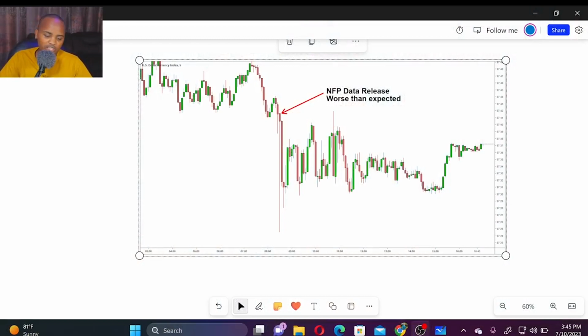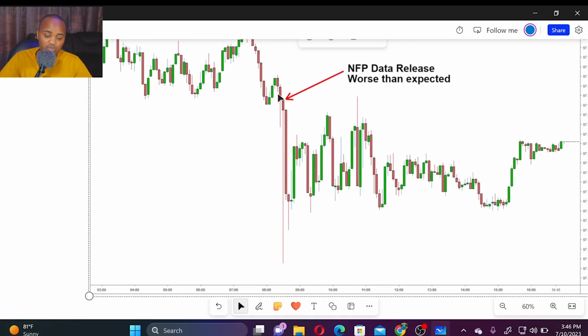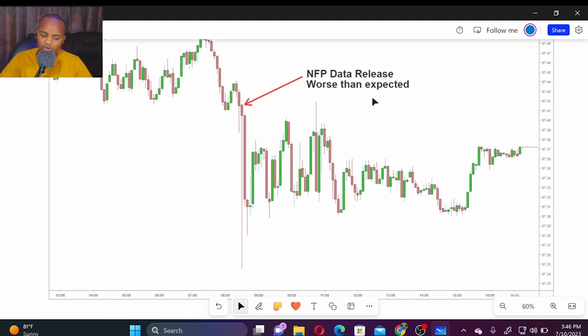Okay, now if you can see over here, we have this NFP data release, and you can see what happened. These are very big moves that happened to the dollar index. If it can move like that, and maybe you had an open buy position, then I think your account is either going to be blown up or you're going to have a very huge loss that will take time for you to recover. So that is just one of the NFP news.